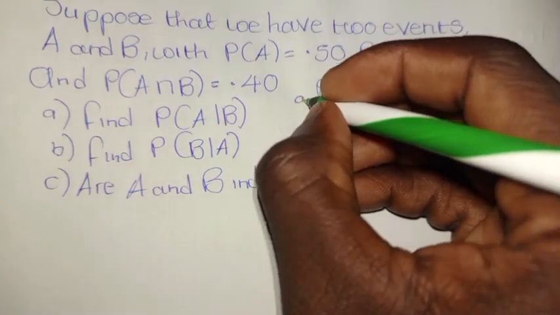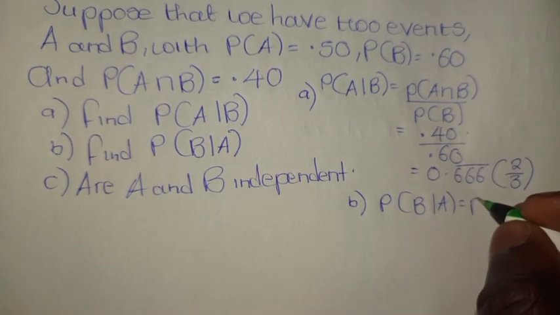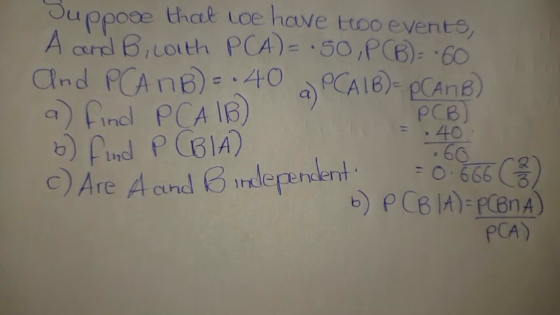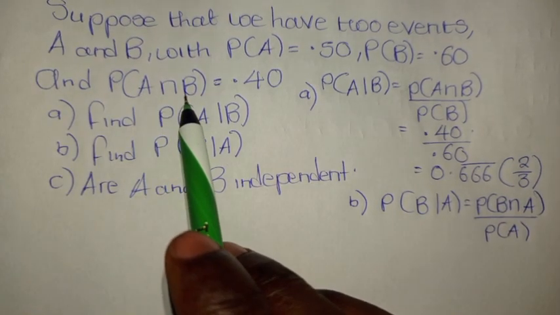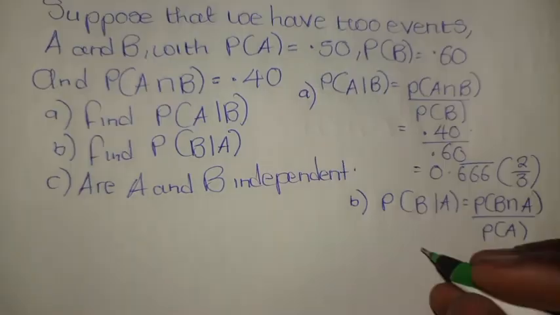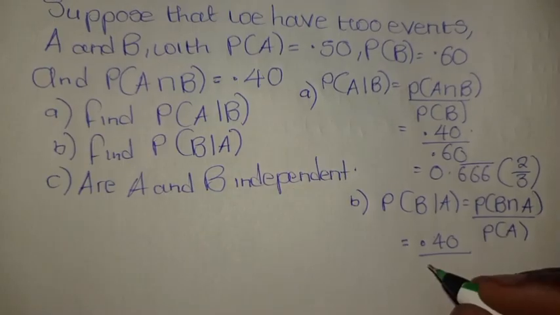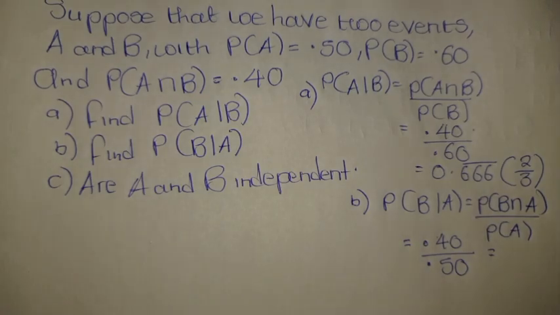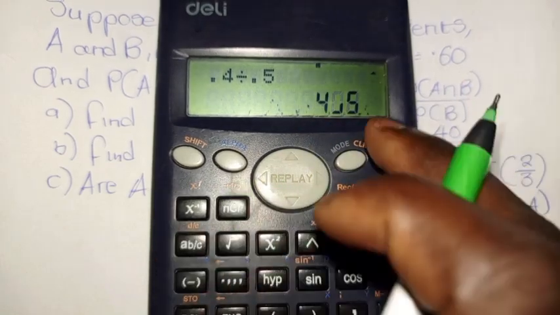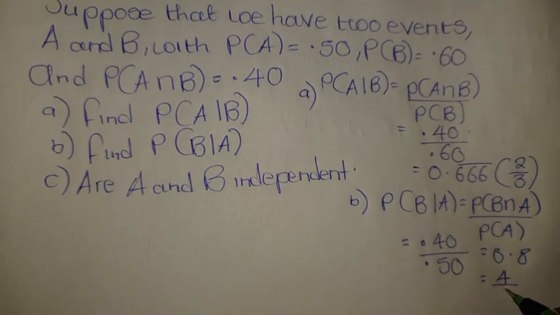The other question is asking us to find the probability of B given A, which is the same as the probability of B intersection A over the probability of A, where you know for sure that A intersection B is the same as B intersection A. So this and that, they are the same in other language. So 0.40 divided by the probability of A, which is 0.50. If you were to divide 0.4 by 0.5, you get the value to be 0.8 also, which is 4/5. They are just the same.